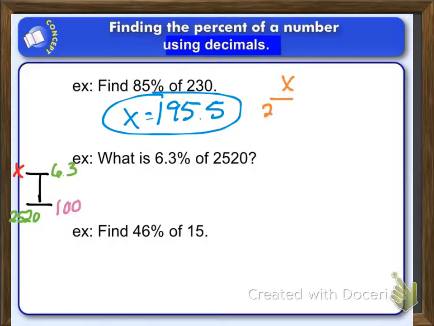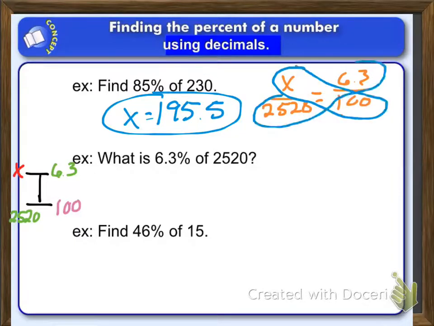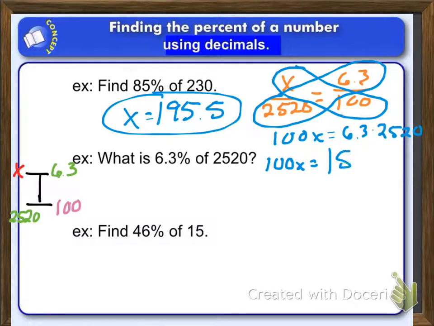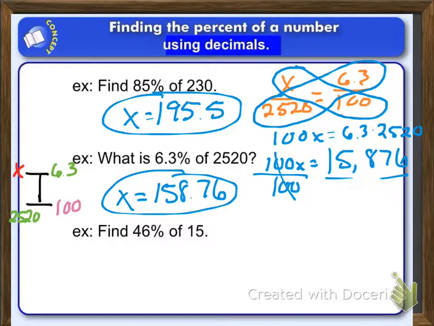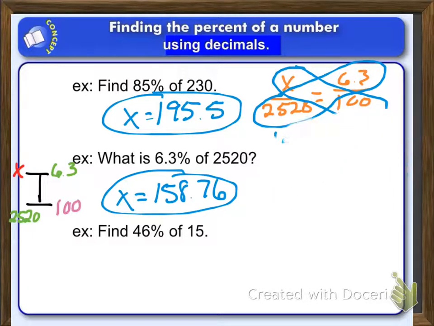20. So again, I want to set up this proportion. When I set up my proportion, I'm going to cross multiply. So I'm going to have 100x is equal to 6 3/10 times 2,520, which when I multiply that out gives me 15,876. Divide both sides by 100 to give me an answer of 158 76/100. Again, you can do your basic mental math with that.